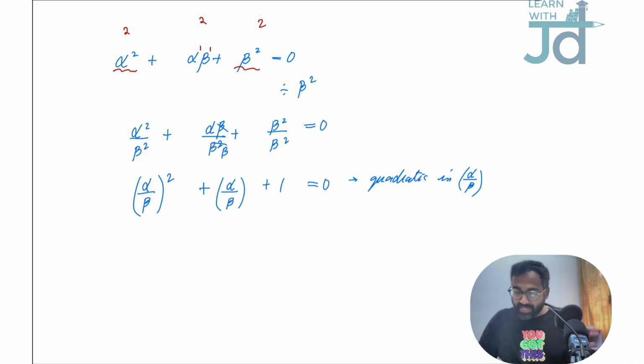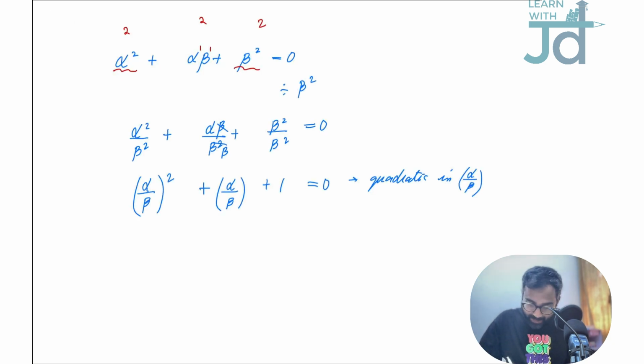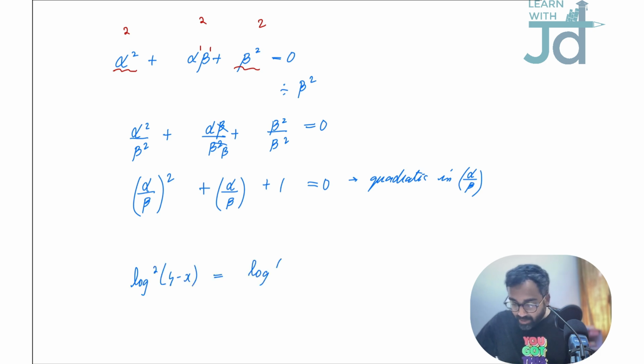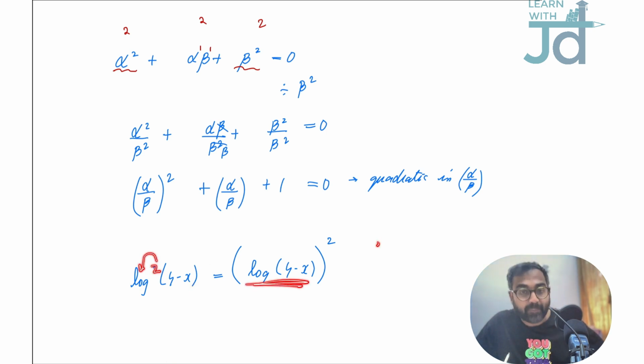Okay? Now look here. Can you see this, and one more thing I just wanted to tell. Look here, log square of 4 minus x. That means it is log of 4 minus x, whole square. This is how we write it. We don't write it like this, log square, meaning that the square is for x minus 4. No, that is wrong. So if a square comes like this, understand that the square is for log. That means the whole log is being squared.